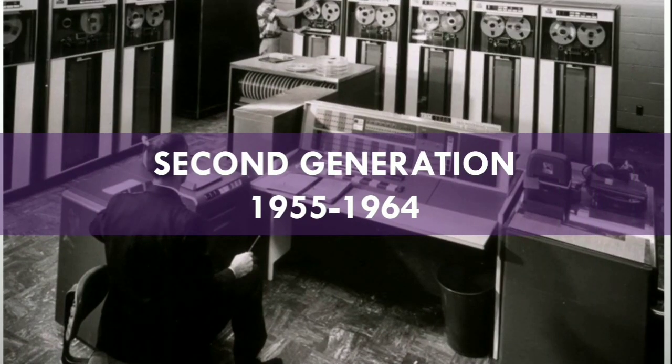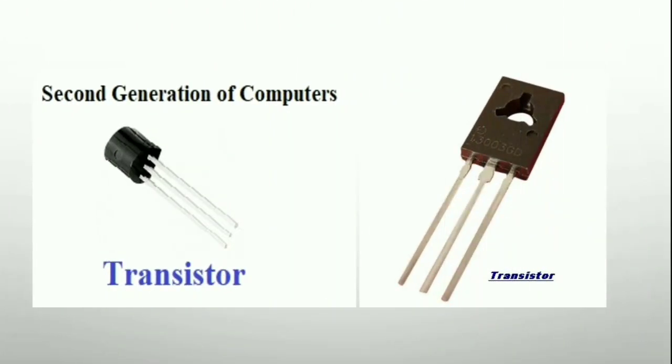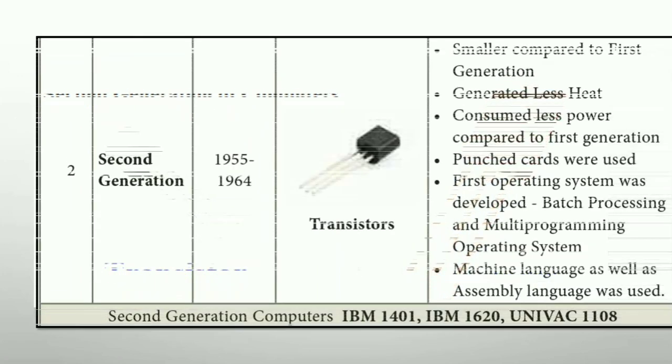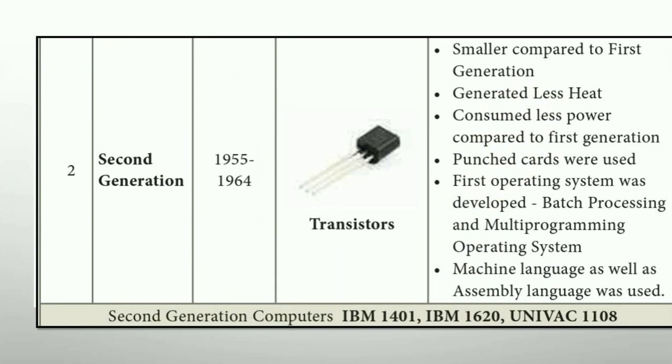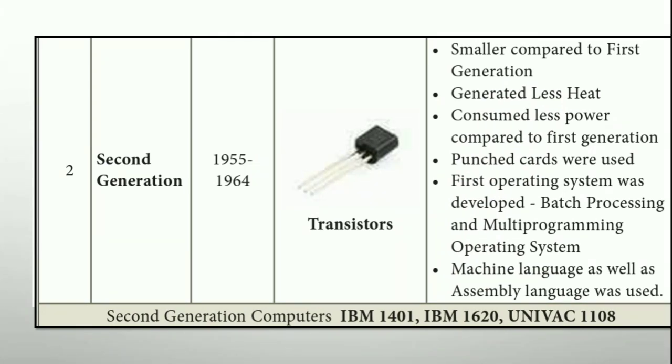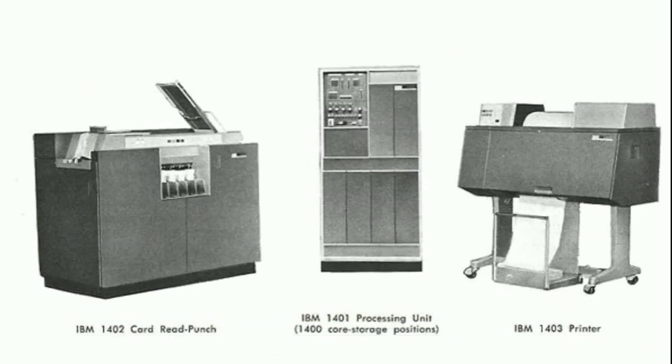So here in this generation, vacuum tubes were replaced by transistors. So look at the picture. This is the device used in the second generation of computers. From 1955 to 1964, this period was set as the second generation and the main component used was the transistor. First, let us check the devices used in this period.